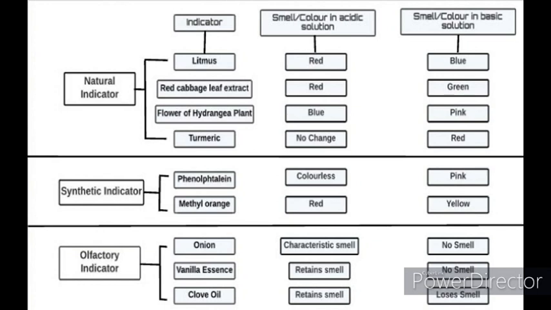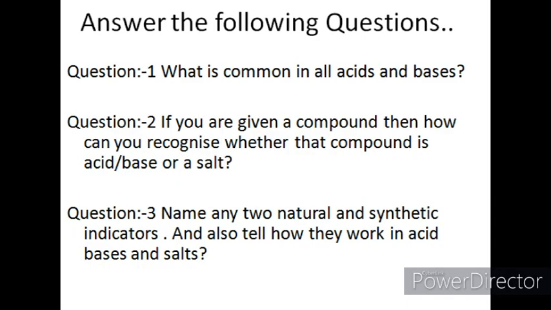So here we conclude all the indicators: natural indicators, synthetic indicators and olfactory indicators. Now answer the following questions. Question number 1. What is common in all acids and bases? Question number 2. If you are given a compound, then how can you recognize whether the compound is acid, base or a salt? Question number 3. Name any 2 natural and synthetic indicators and also tell how they work in acid, bases and salts.